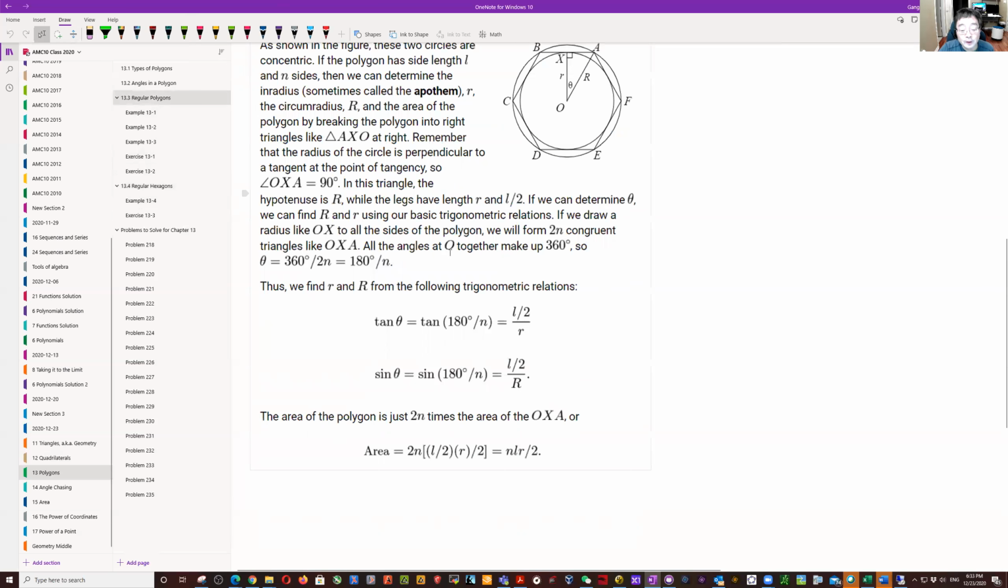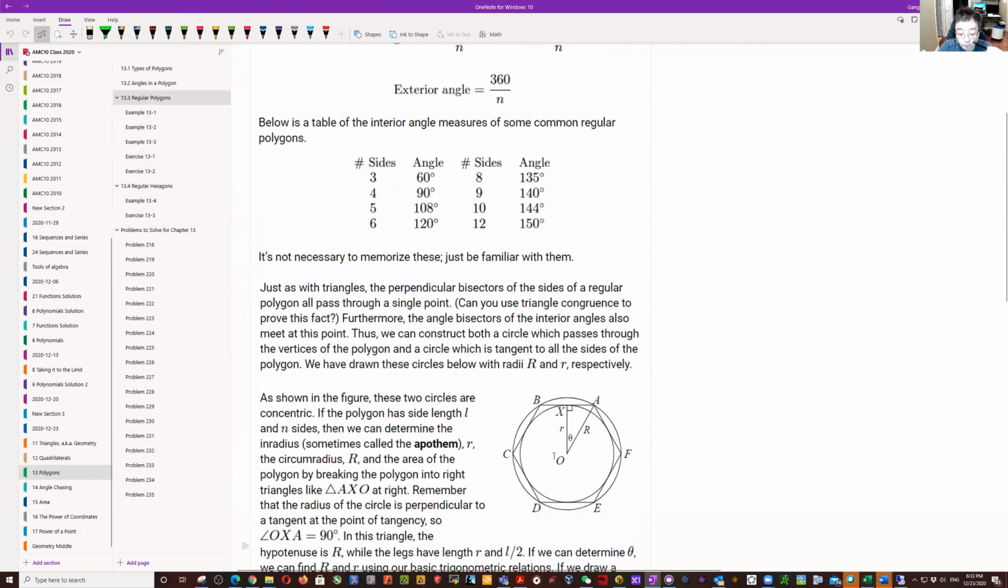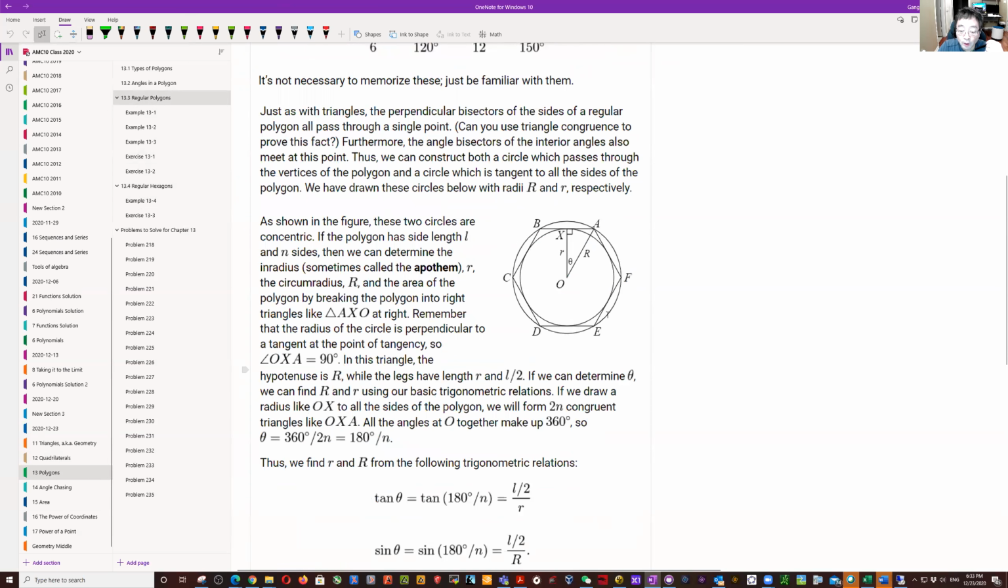So first, let's learn some terminology. For all the regular polygons, we are actually able to draw 2 circles that relate to this polygon. For example, this is a hexagon, and I can draw 2 circles.